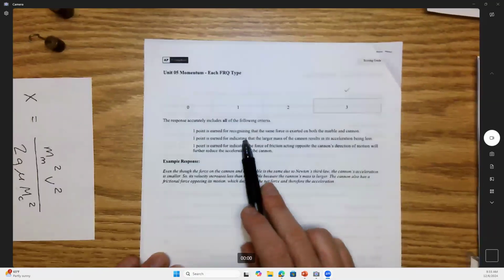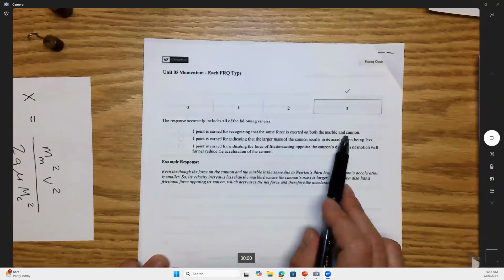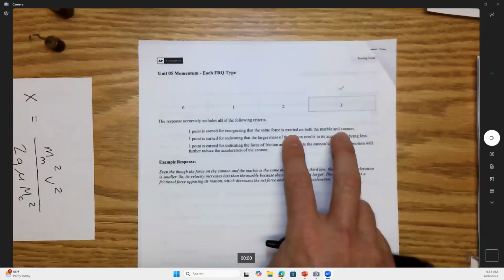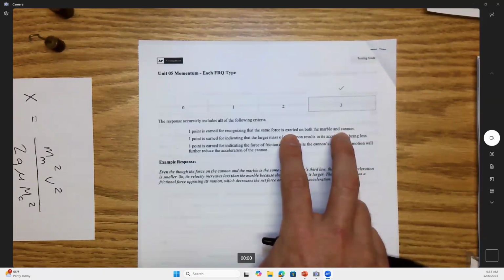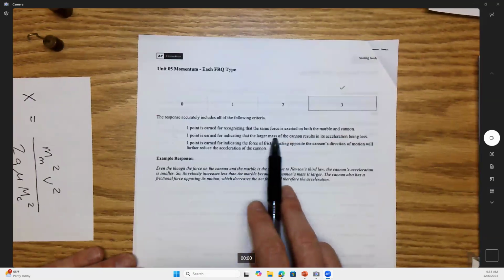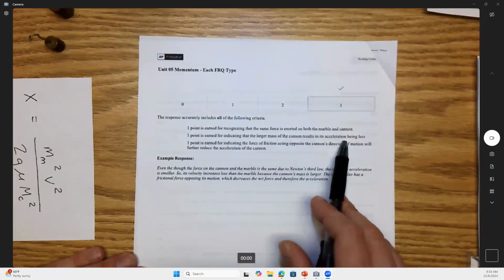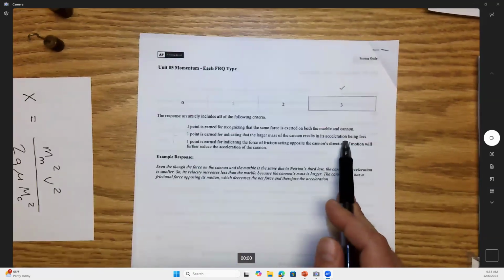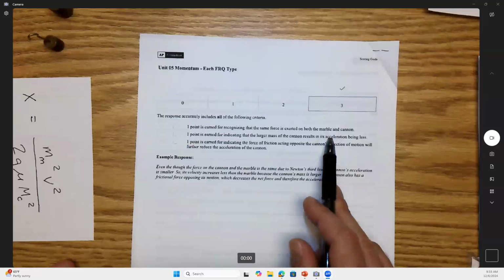1 point for recognizing that the same force is exerted on both, right? Like even if you guys, a lot of these AP questions, even if you weren't sure you could get fully to the answer, if you just write statements that are correct, you could pick up a point here or there. I mean, that's just Newton's third law. If you just write Newton's third law, boom, that's a point. Right? Same force on both. Second point for indicating that the larger mass of the cannon results in a smaller acceleration. That's Newton's second law. So we got Newton's third law, Newton's second law.